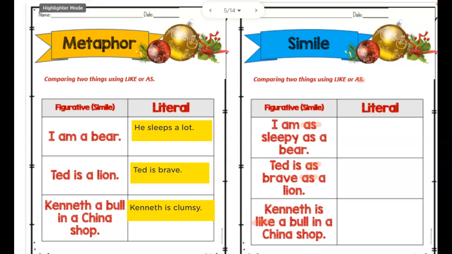Looks like Miss Tingley wrote something wrong, so we're going to fix it together. So I want you to cross out comparing two things using is or are. And there's different forms of those. Am, is, or are.